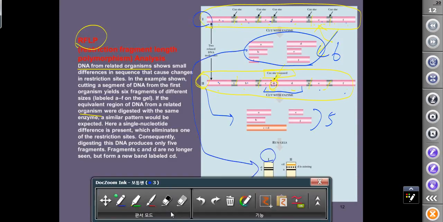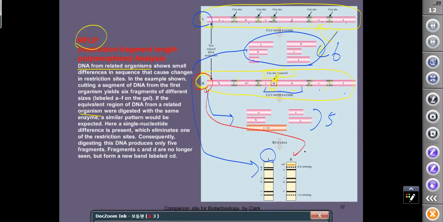And from organism number 2, how many bands do we get? We should get 5. So 1, 2, 3, 4, 5. So this one here marked in orange is a new band from C plus D.